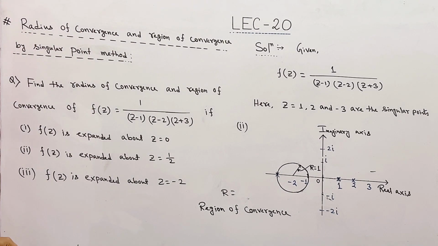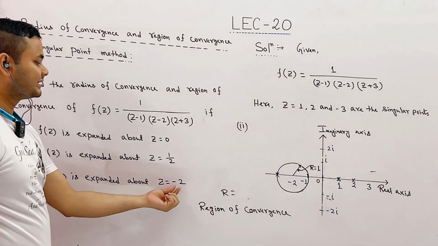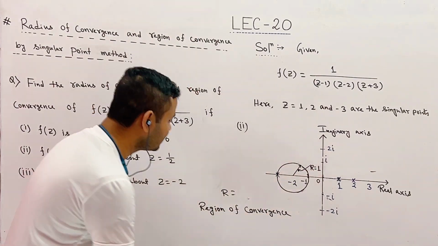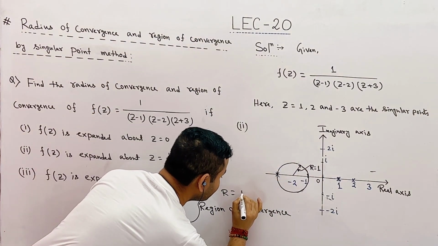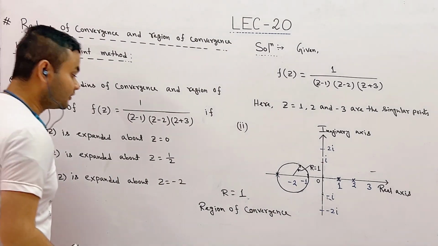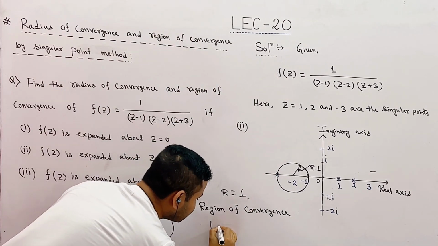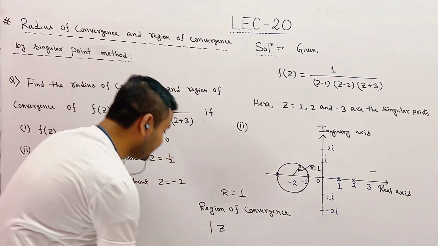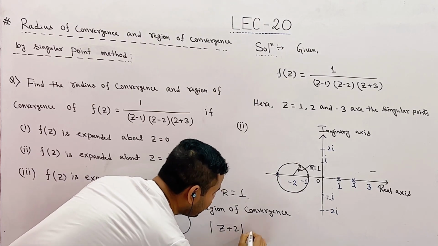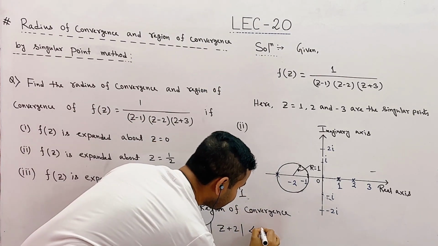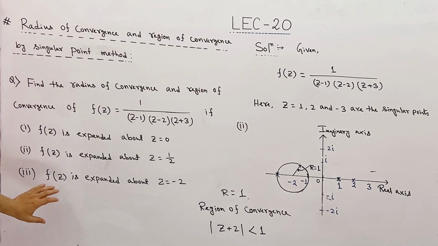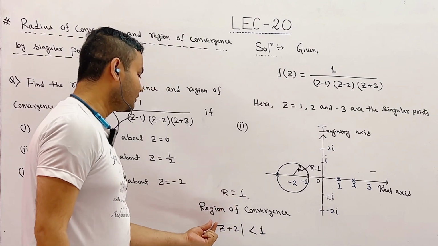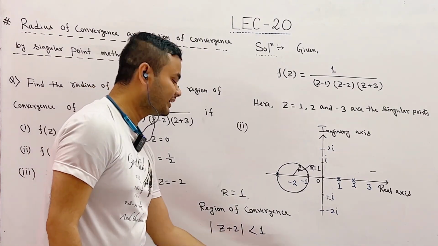Next, question number 3. If we expand f of z about z equal to minus 2, then we will get the radius of the circle as r equal to 1. So in this case, the radius of convergence will be 1, and the region of convergence will be modulus of z minus z naught, where z naught equal to minus 2. So z minus z naught means z plus 2, less than r. So in our case, r equal to 1. So for question number 3, the radius of convergence is 1 and the region of convergence is modulus of z plus 2 less than 1.